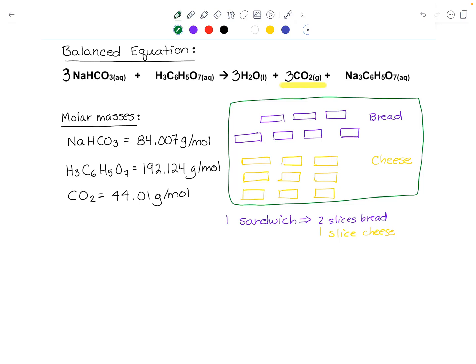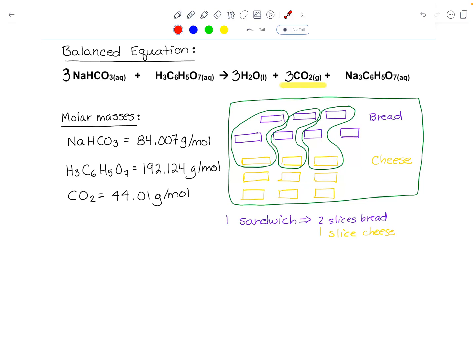Well, let's count, right? So, I've got 2 slices of bread and 1 slice of cheese here, right? 2 slices of bread and 1 slice of cheese here. So that's my second sandwich. My third sandwich, 2 slices of bread and 1 slice of cheese here. Okay? And so, as you can see, I'm going to have some of my material left over. I'm not going to be able to use all of my material to make sandwiches, right?